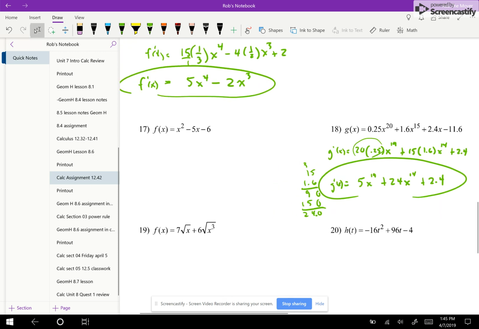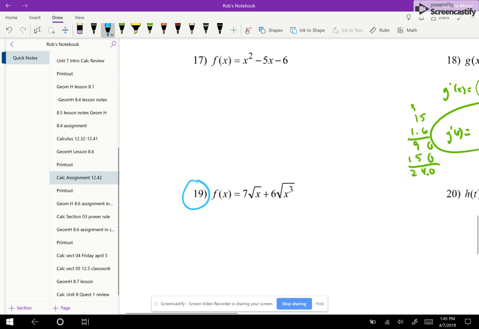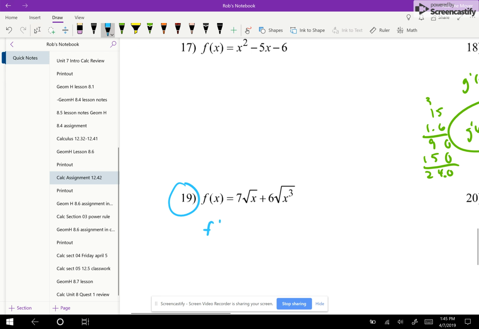A couple more tricky ones. Number 19. This is f prime of x. 7 times what is this as a power of x? This is x to the 1/2. And this is 6x to the 3/2. Change this. This is the square root of x cubed. Remember, just because we don't see a number there doesn't mean there isn't one there. So it's x to the 3/2.